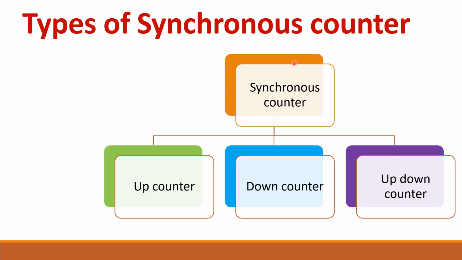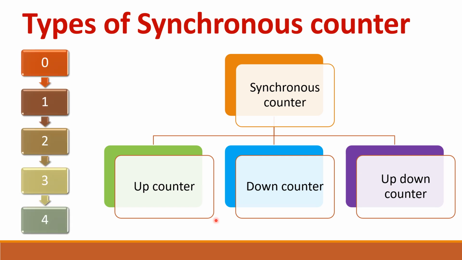In synchronous counters also, there are 3 different types: the up counter, down counter and up down counter. The up counter, as the name says, does normal or forward counting: 0, 1, 2, 3, 4, 5, 6. It keeps on going in the forward direction. The down counter is just the opposite. If you are counting in the reverse direction, 4, 3, 2, 1, 0, that is a down counter. An up down counter is a single counter that does both operations depending upon our requirement, so I can use it as an up counter or else a down counter.